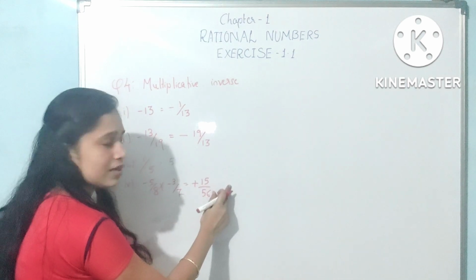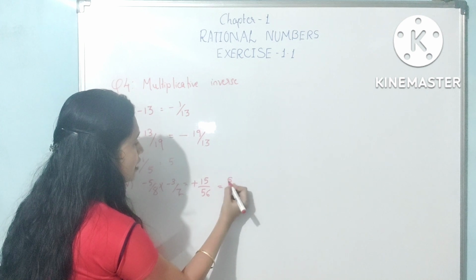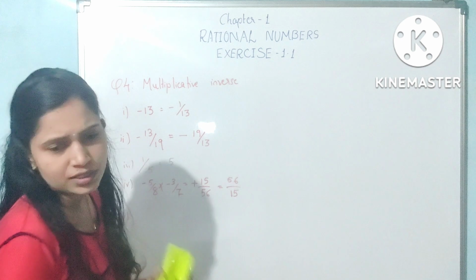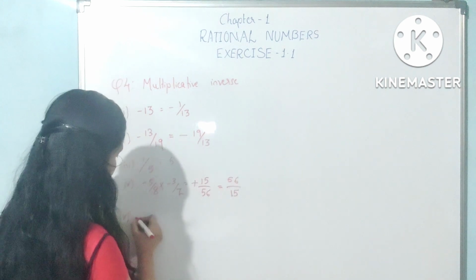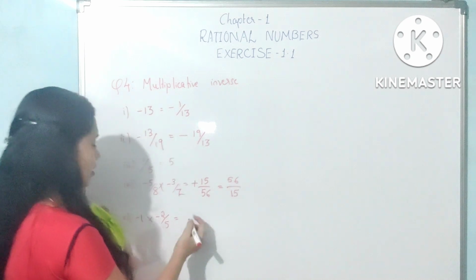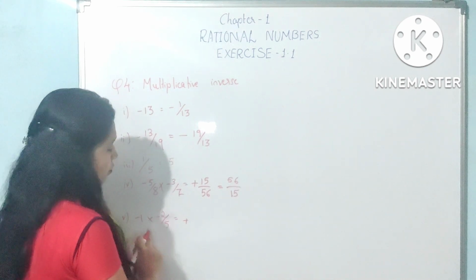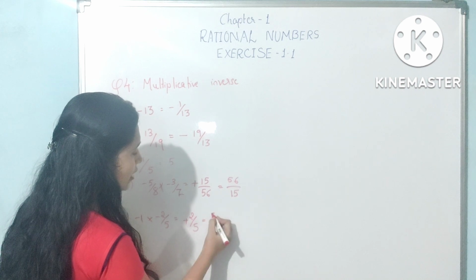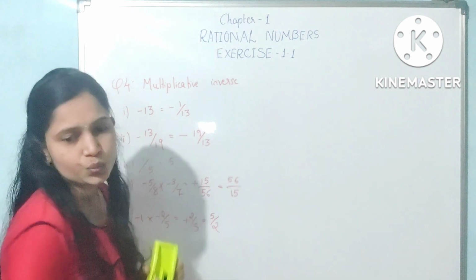What we have to do? We have to do a reciprocal. So 56 by 15. The fifth one: minus 1 into minus 2 by 5. Minus into minus is plus, correct? 1 into 2 by 5 is 2 by 5. Reciprocal of 2 by 5 is 5 by 2.